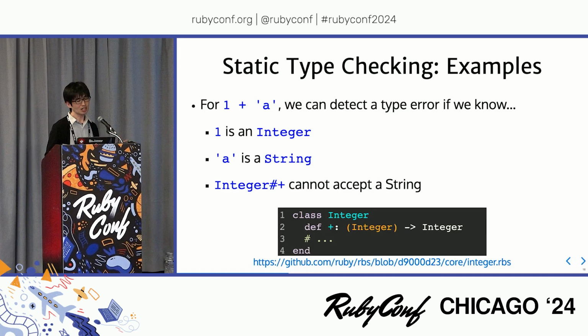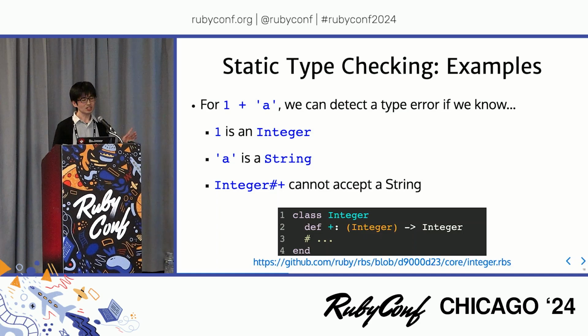We can detect a type error if we know the types in 3 parts. 1 is an integer, a is a string, and the plus method of integer cannot accept a string. The first two are obvious, and the plus method type for integer is defined in the RBS in the standard library.